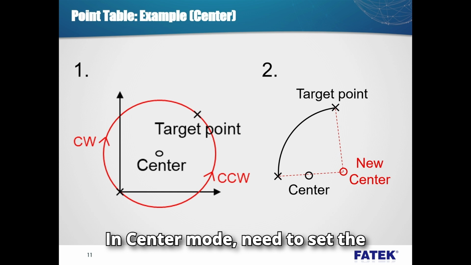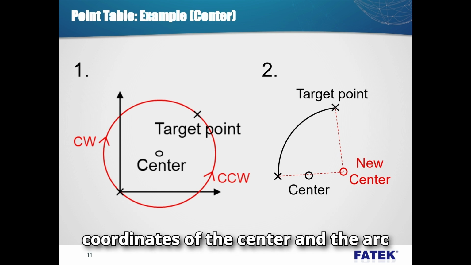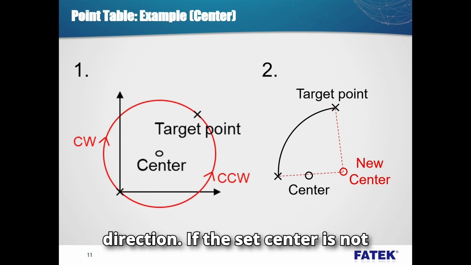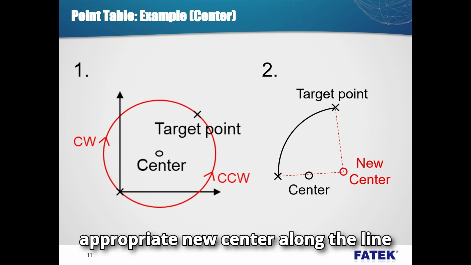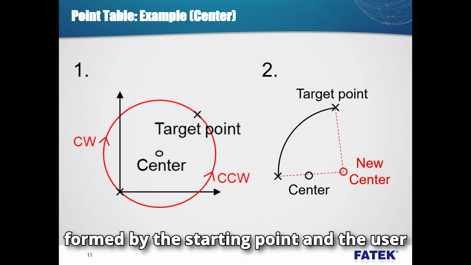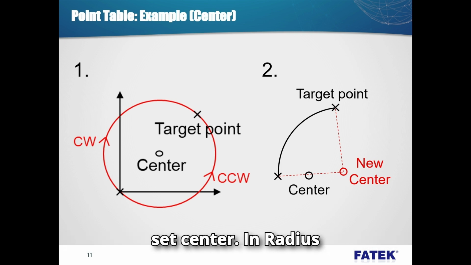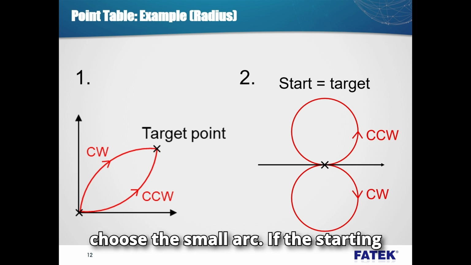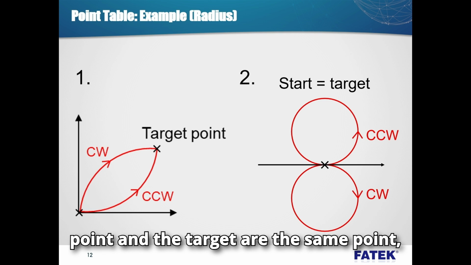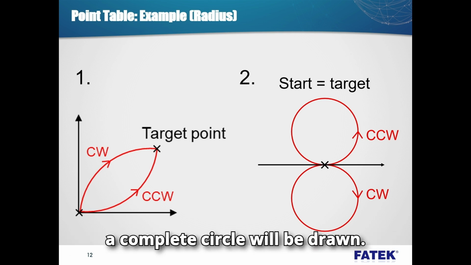In center mode, you need to set the coordinates of the center and the arc direction. If the set center is not suitable, the system will find an appropriate new center along the line formed by the starting point and the user set center. In radius mode, the system will automatically choose the small arc. If the starting point and the target are the same point, a complete circle will be drawn.